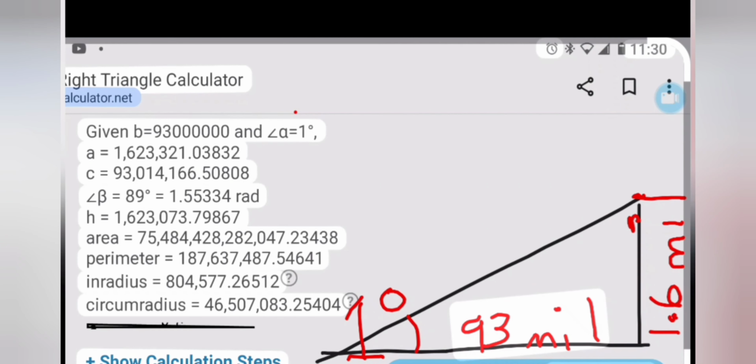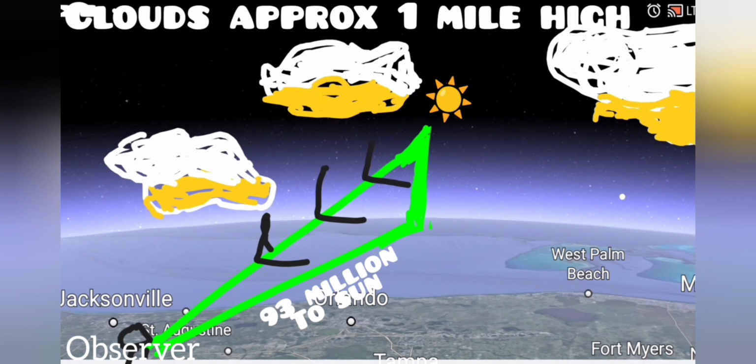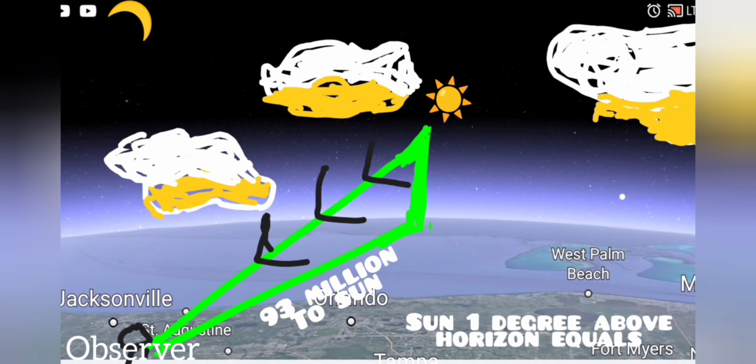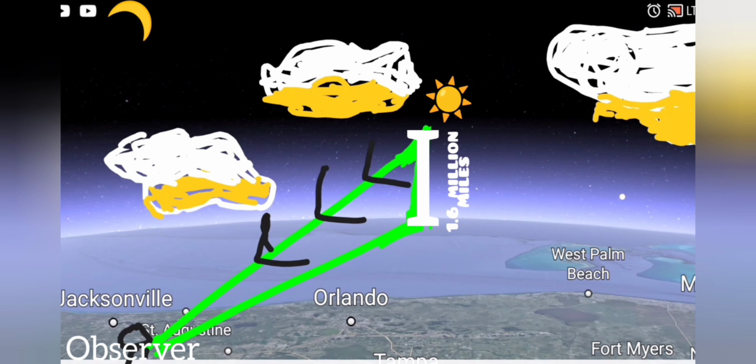So he was right. I checked the math, and if you draw a straight line from your feet off into space 93 million miles at half a degree, that puts the sun at 800,000 miles high. So a sun at 1 degree, just barely above the horizon, puts it 1,600,000 miles above your feet. So, okay, this is how they explain the downward light cast from the sun on the moon.